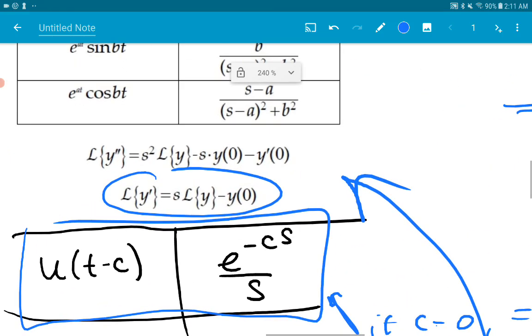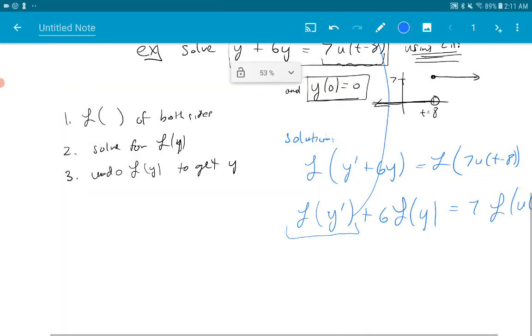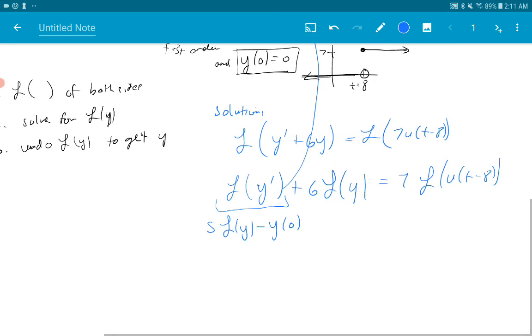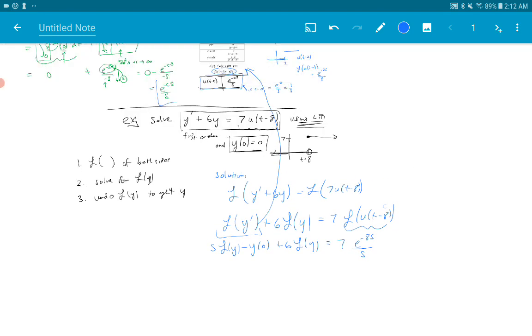It'll be s times L of y minus y of 0. So that's just this: s L of y minus y of 0. We'll plug that in in a second. This is still plus 6 L of y. That didn't go anywhere. Equals 7 times, well, we just worked this out. If you remember, it's e to the negative cs over s. Here c is 8, so e to the negative 8s over s. That's what we just computed, for any c; in this case, c is 8.